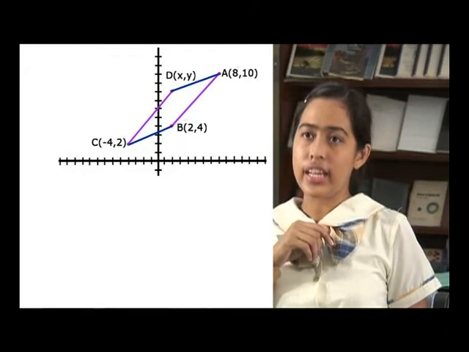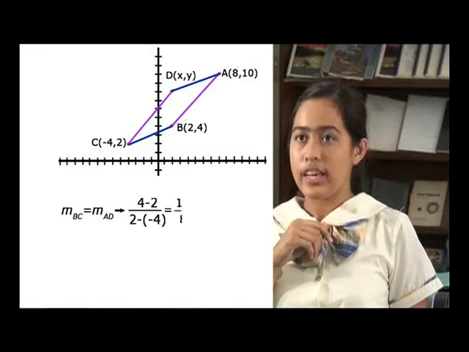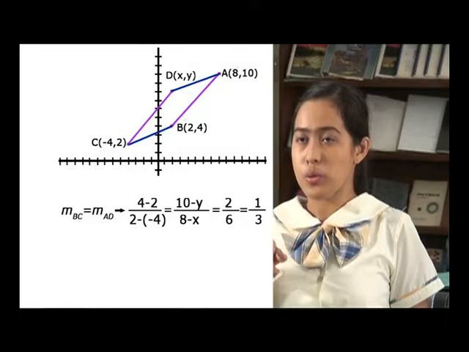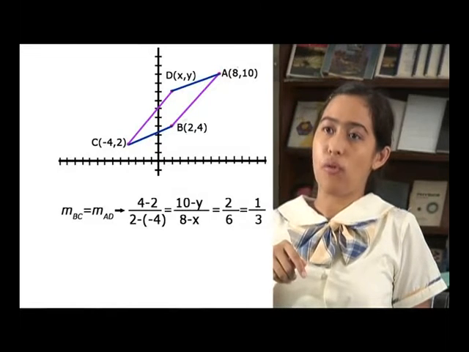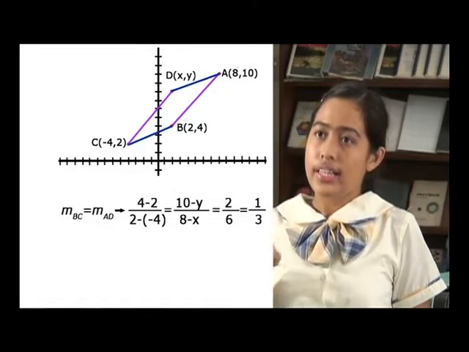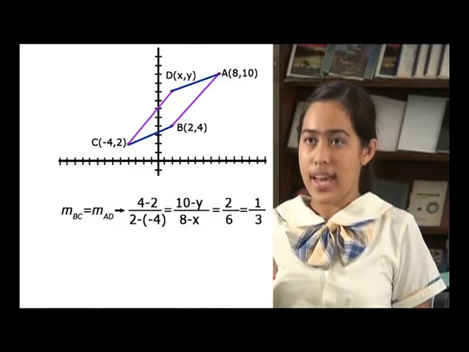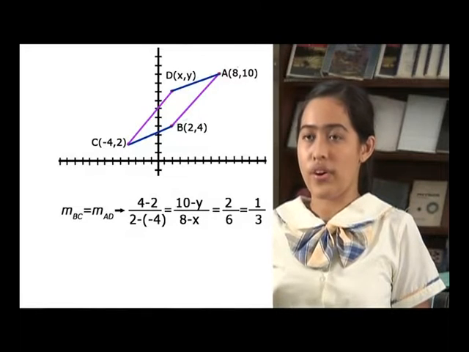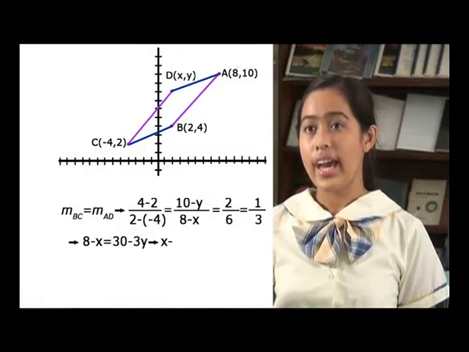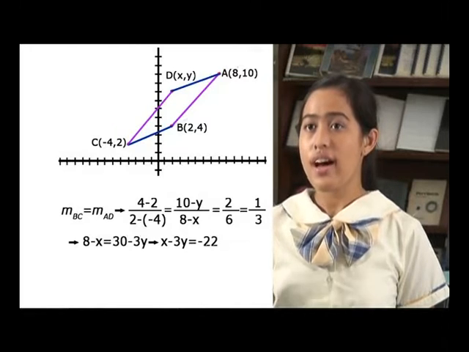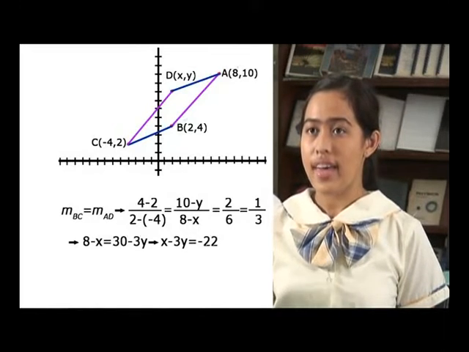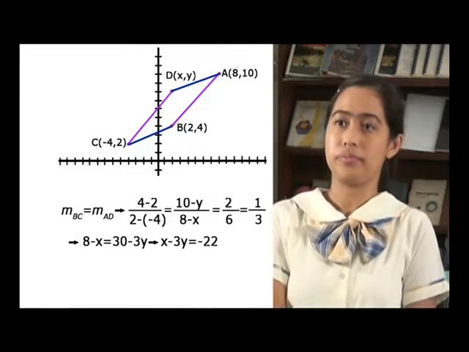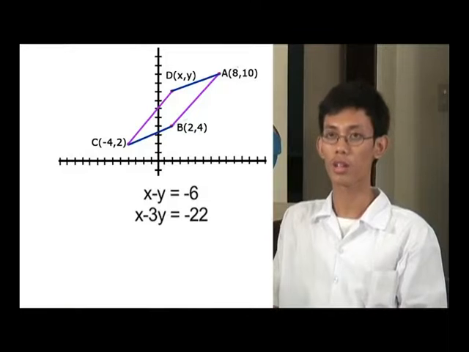For BC and AD, we get slope of BC equals slope of AD. That gives us (4 minus 2) over (2 minus negative 4) equals (10 minus y) over (8 minus x) equals 2/6, or in simplest terms, 1/3. Then it gives us 8 minus x equals 30 minus 3y. Then x minus 3y equals negative 22. The two equations form a linear system.